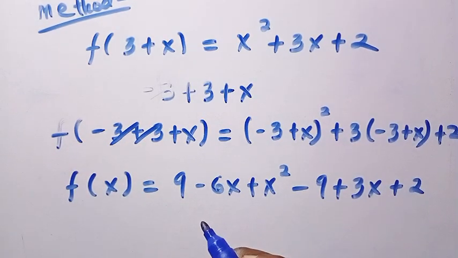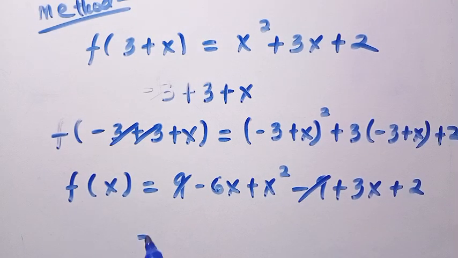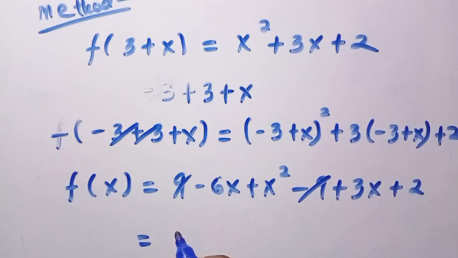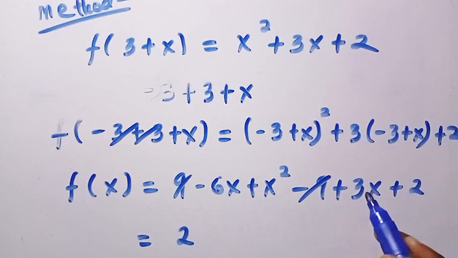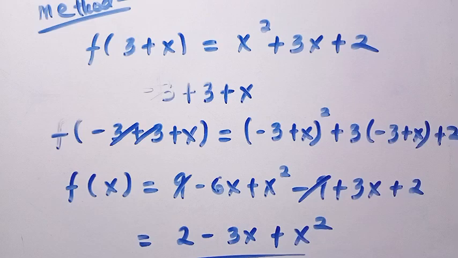So upon having this, we are going to see that plus 9 minus 9 cancelled, and here we have 2, then minus 6x plus 3x, that gives us minus 3x, then plus x squared. So this is the same solution as we got above, and this is the easiest method.